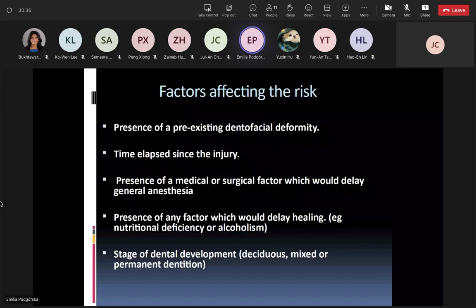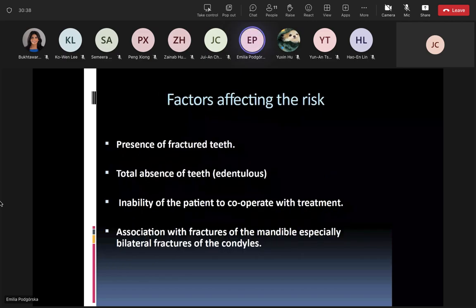factors affecting the risk: presence of fractured teeth, total absence of teeth, inability of the patient to cooperate with treatment, association with fractures of the mandible, especially bilateral fractures of the condyle.